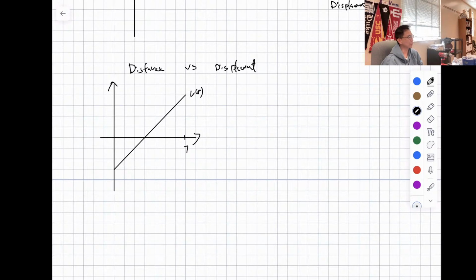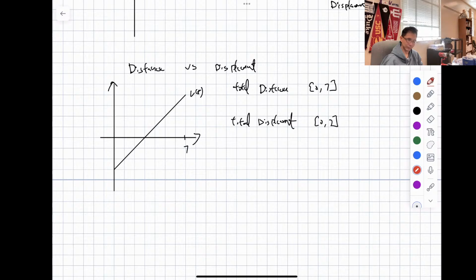So what's the difference between distance and displacement? If I ask what is the total distance in the first 0 to 7 seconds, or the total displacement between the first 0 to 7 seconds, what's the difference between the two? How would I calculate? Distance is absolute value, whereas displacement is not. Distance is how much you travel. You can travel in a circle and get displaced 0, but you've moved a great distance.